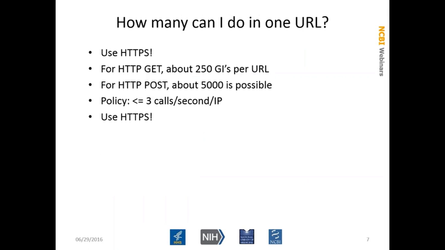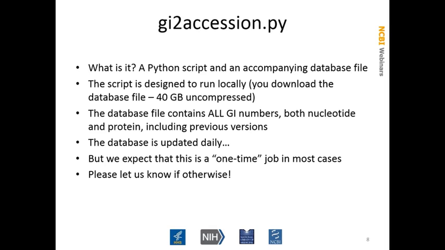But the real question that we, of course, had to address is what if you had a really large number? You can do about maybe 250 or so GIs per URL. If you're using HTTP post, maybe around several thousand you can do at once. But because of our policies of use of APIs, which allow no more than about 3 calls per second, if you have hundreds of thousands or perhaps millions of GIs that you need to convert, this is not the most practical way of doing it. And so what other thing could we offer to allow bulk conversion of GIs?